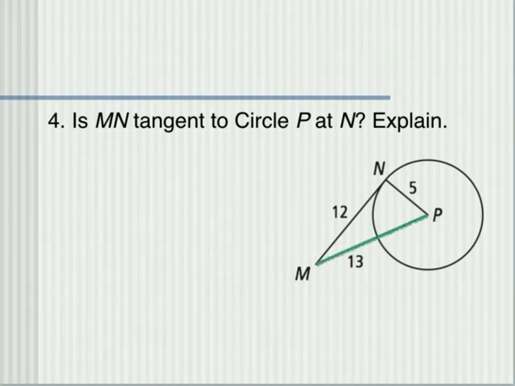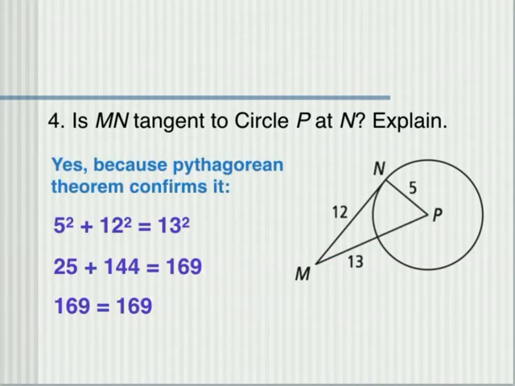So what you can do to test to see if MN is a tangent line is you could test to see if Pythagorean theorem works. Because if Pythagorean theorem works for this triangle, that tells us it's a right triangle, and if there's a right angle here, it makes MN into a tangent line. So your work to show it's a tangent line might look like this. You might say something like, yes, MN is tangent because Pythagorean theorem confirms it, and show how plugging in 5, 12, and 13 creates a true equation.